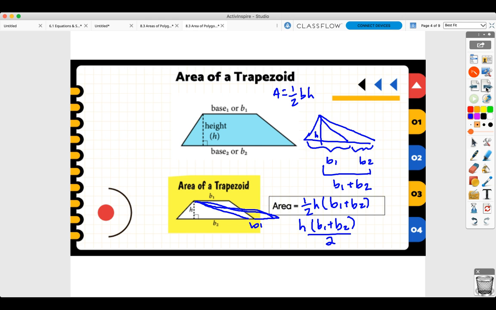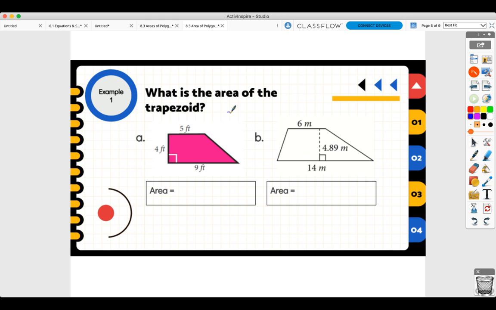Okay? So let's do some example problems together. What is the area of the trapezoid? So remember, our area formula, I'm going to write it on top, is area is equal to height times base 1 plus base 2 divided by 2. I'm just going to use this one. You could use the other one with 1/2. It's fine. So base 1 is 4, and it really doesn't matter which one you make base 1 and base 2. Height is 4 times base 1, which is 5, plus base 2, which is 9, divided by 2.